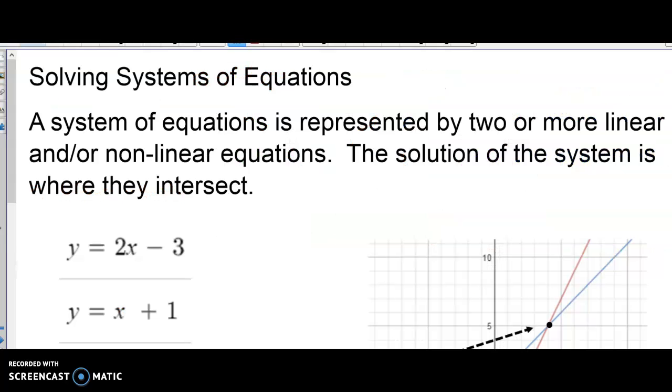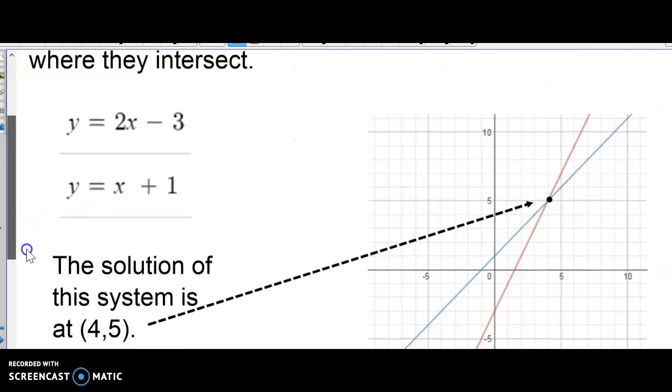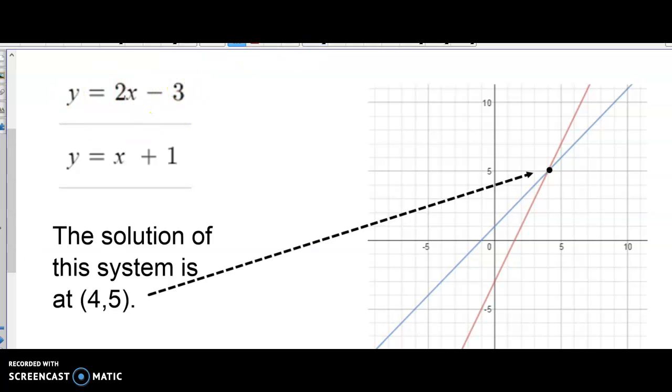If we look at solving systems of equations, they are represented by two or more linear or nonlinear equations. And the solution is just simply where they cross each other, where they happen to intersect. So if I'm looking at these two equations here, my 2x minus 3 is my red graph. Okay, it's here. And my x plus 1 is my blue graph. And they happen to intersect at this particular point. They intersect at the point 4, 5. So that is a solution.